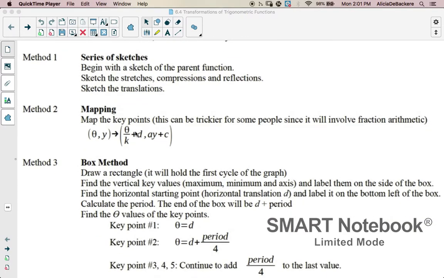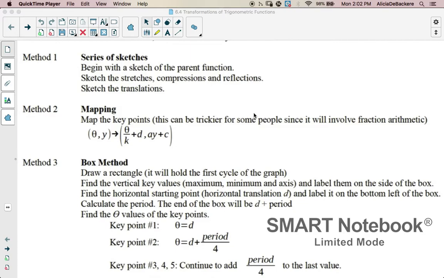Second method is mapping, which has been a favorite in this class so far. You're going to map the key points. So again, you have to know the key points, theta, comma, y for sine and cosine, and then you're going to map them using our same general mapping formula that we've used before. Now this can be trickier for some people since it's going to involve fraction arithmetic. Remember that your theta values are going to involve pi by 2's, and you might be dividing those fractions by a k value. So that can be tricky.